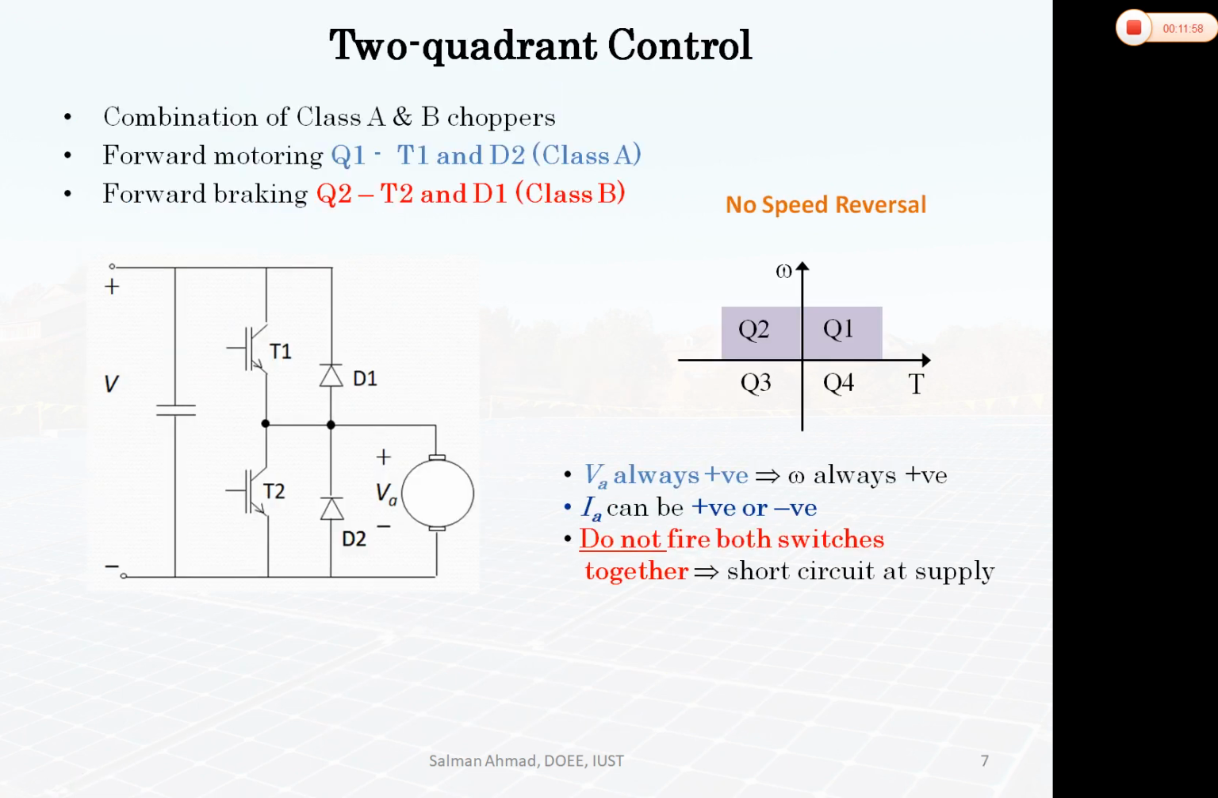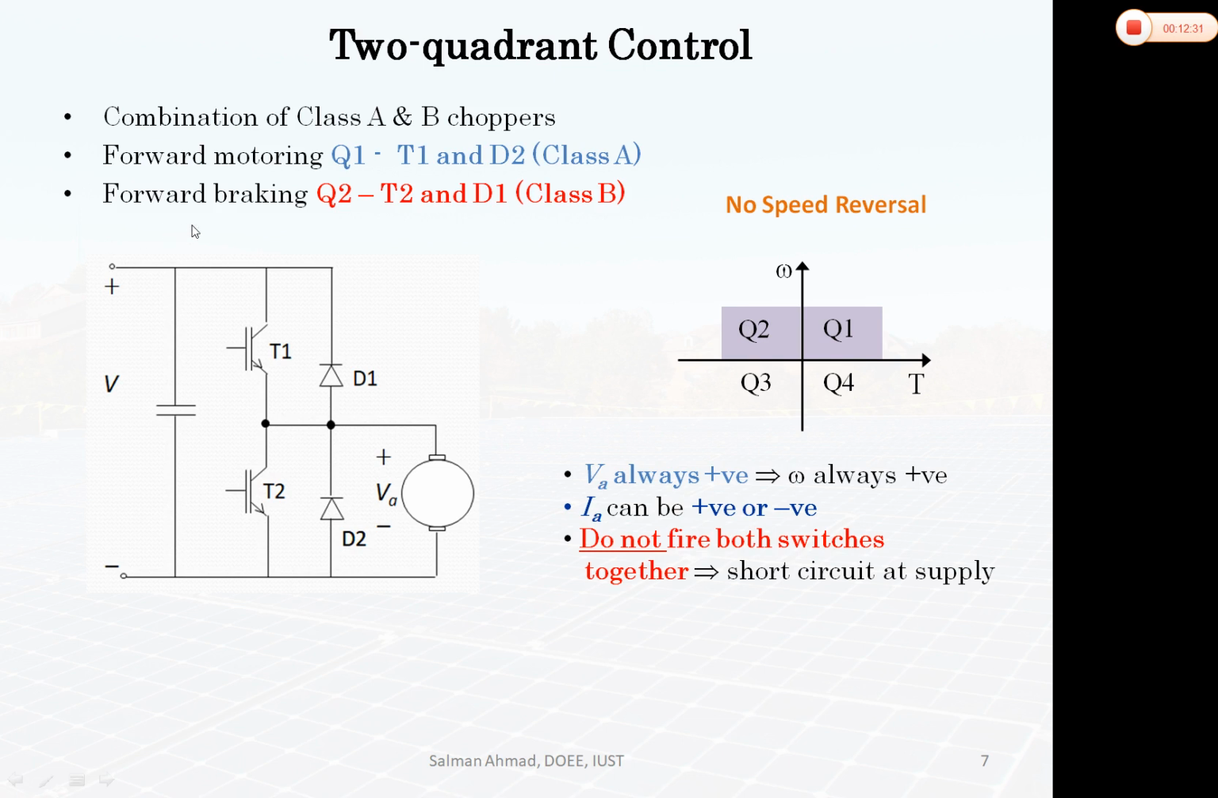Now I'll discuss two quadrant control. In class A we were controlling in the first quadrant, where torque was positive and speed was positive, and in class B we are controlling in the second quadrant. Now we are designing one chopper that will control both in the first quadrant as well as in the second quadrant. That means we are keeping speed positive, but torque we are getting positive or negative. That means reversal of current should be possible with the chopper.